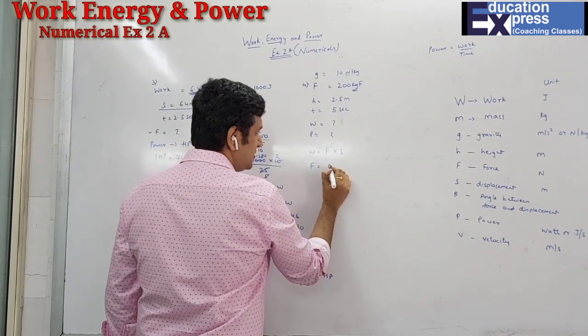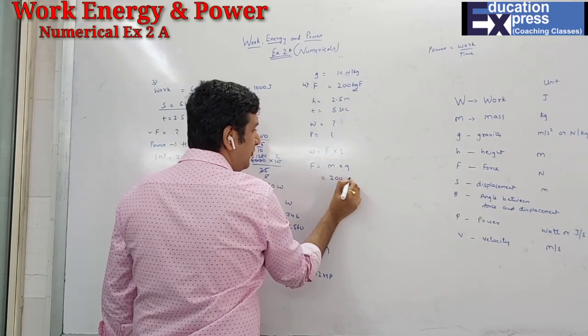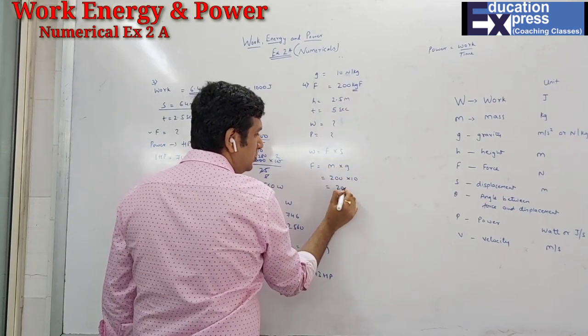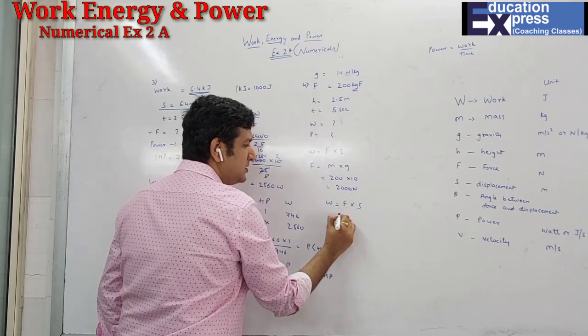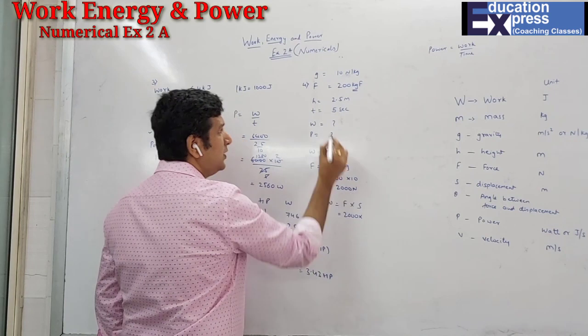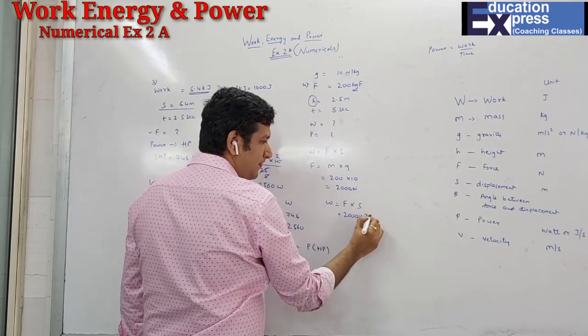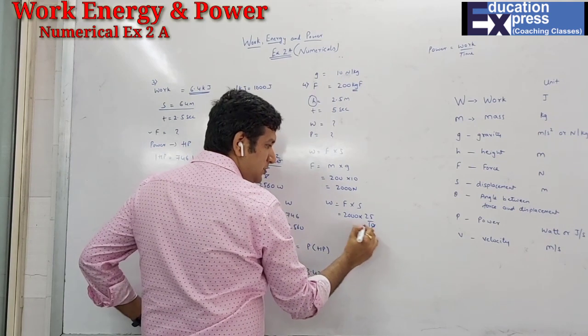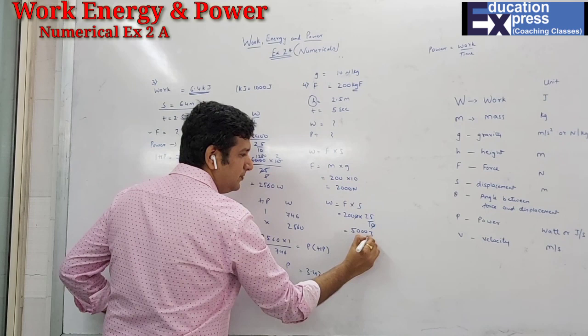So force is force due to gravity, mass into gravity. The mass is 200 kg and the value of g is 10. So the answer is 2000 Newton. Now the work is F into S, that is 2000 into the displacement, 2.5. Height means how much it got displaced. So 2.5 is 25 by 10, and the answer is 5000 joule.